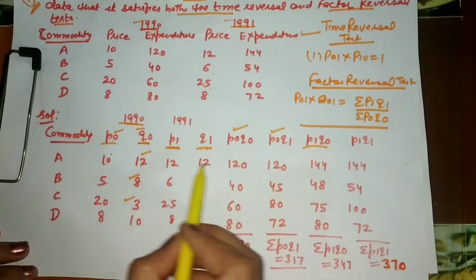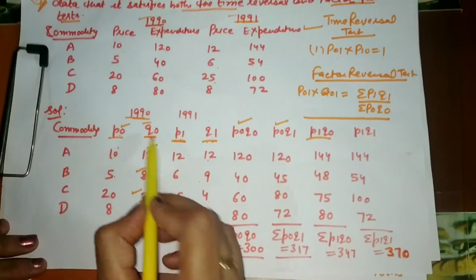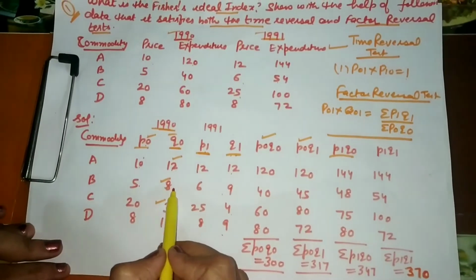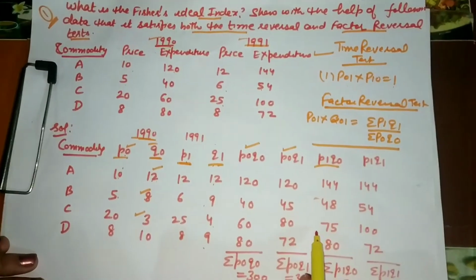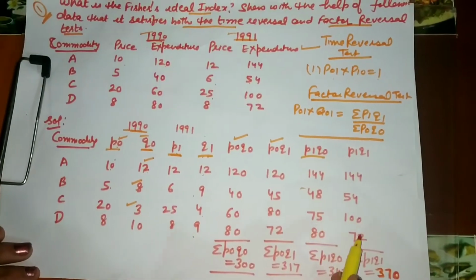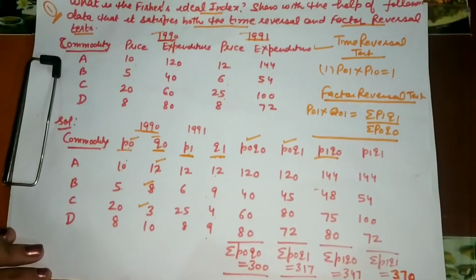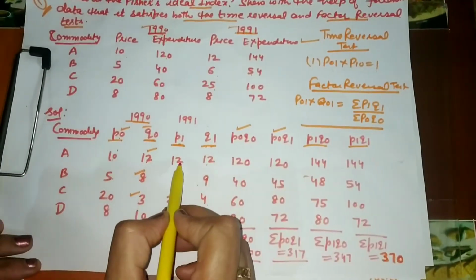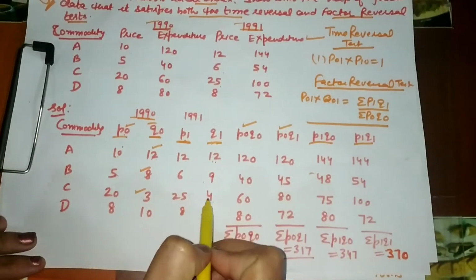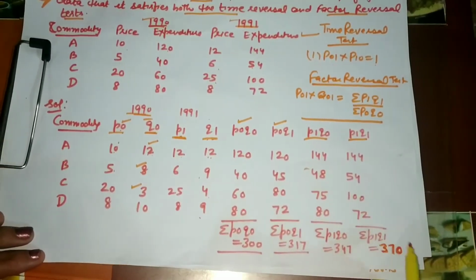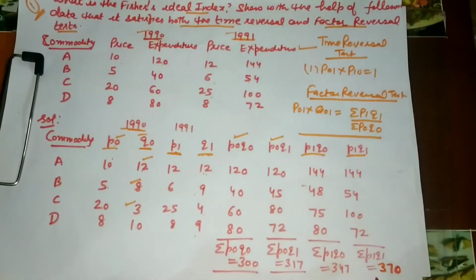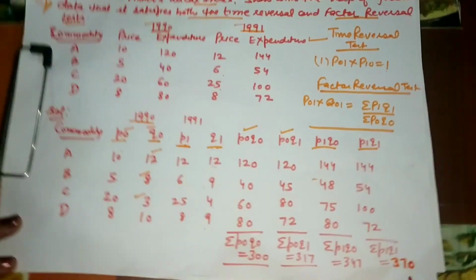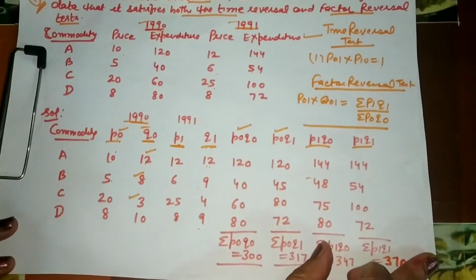Then P1 Q0. P1 Q0 is 12 into 12, 144. 8 into 6, 48. And this one, 75, 80, and so on. So I am getting sigma P1 Q0 equal to 347. The next is P1 Q1. P1 Q1 is 12 into 12, 6 into 9, 25 into 4, that is 172. I am getting sigma P1 Q1 equal to 370. So these are the columns I have formulated.